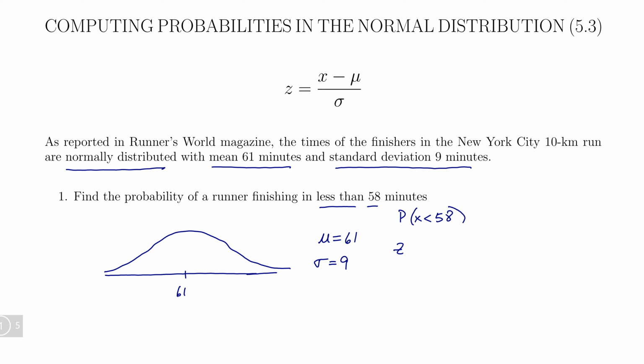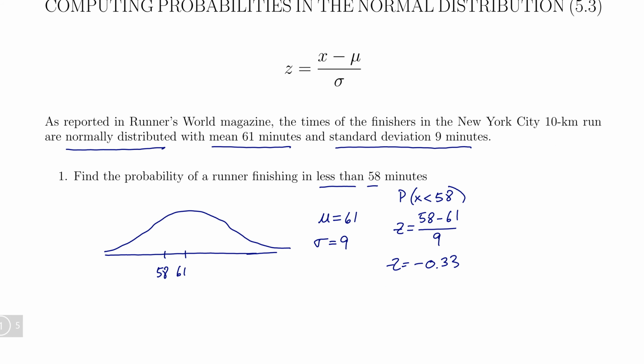So we need the z-score for an x value of 58. So we have 58 minus 61 divided by 9. This gives us negative 0.33333 repeating. Since we can only look z-scores up if they are rounded to the nearest hundredth, we will round this to negative 0.33. So we are looking for the area to the left of 58, which we will find from the standard normal distribution table.